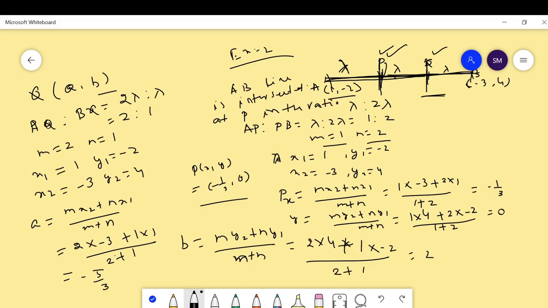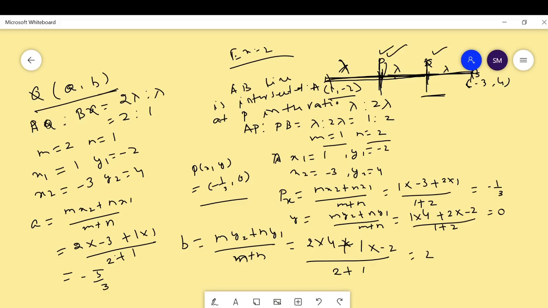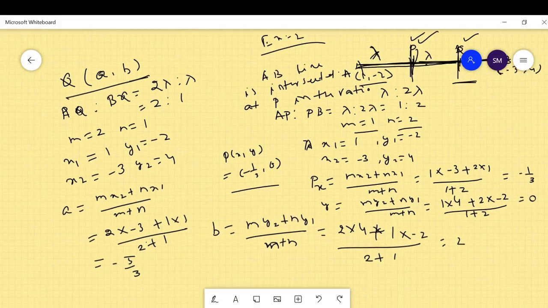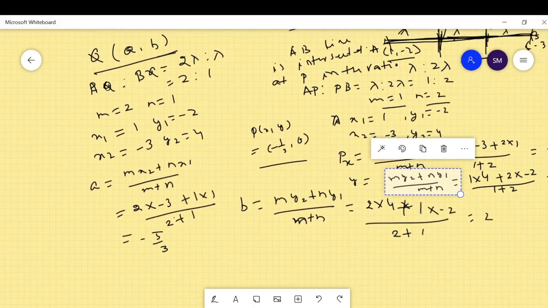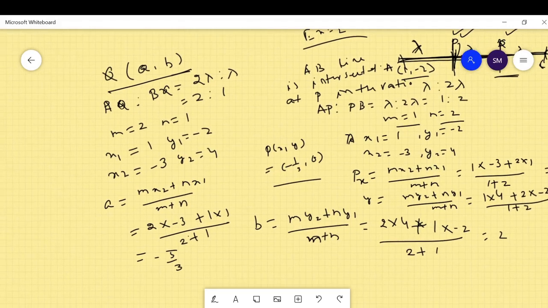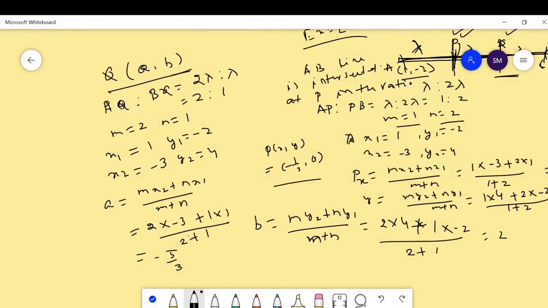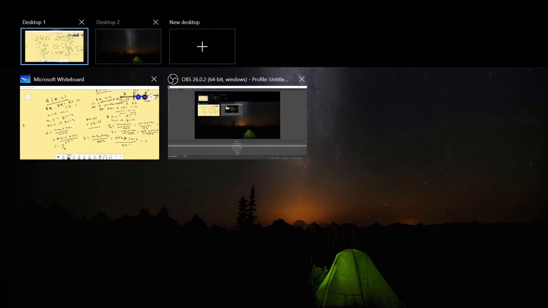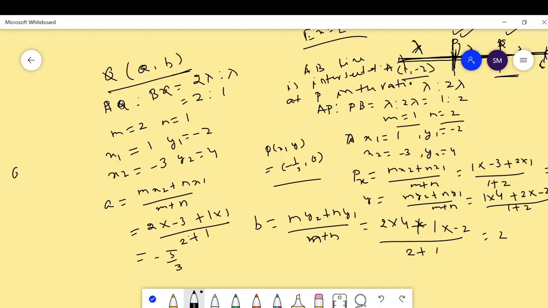Then here we get the point Q with the coordinate minus 5 by 3 and 2.